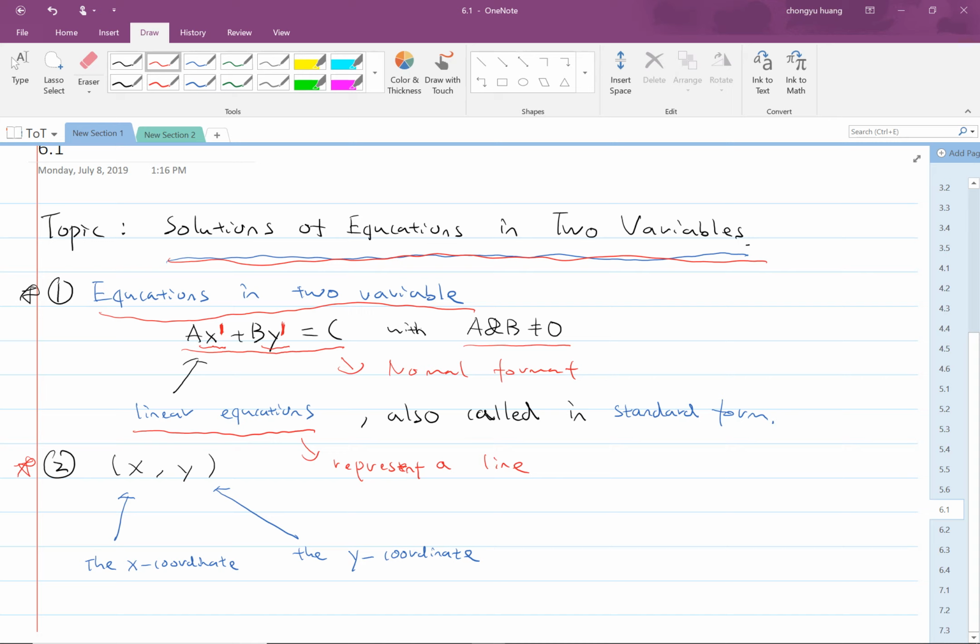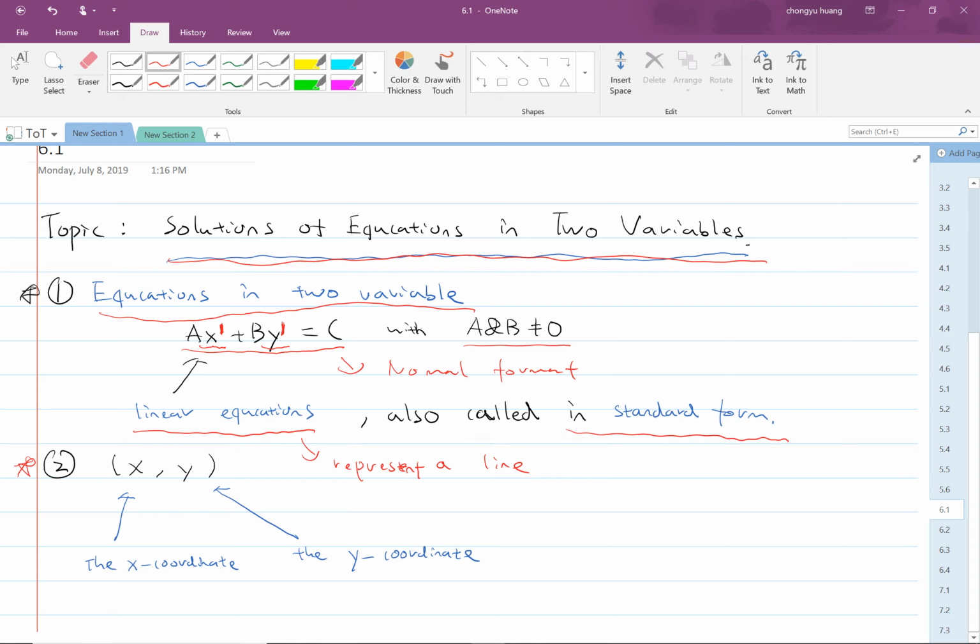We also call this equation the standard form. As I said before, this equation is the original form, so it is the standard form.